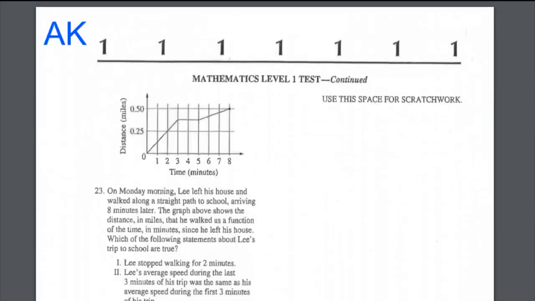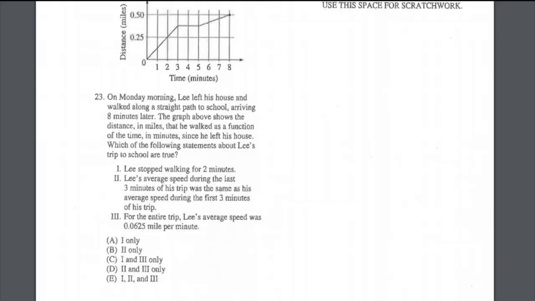Both are right. At that time, in number 23, on Monday morning, Lee left his house and walked along a straight path to the school, arriving 8 minutes later. The graph above shows the distance in miles that he walked as a function of the time in minutes since he left his house. Which of the following statements about Lee's trip to the school is true?